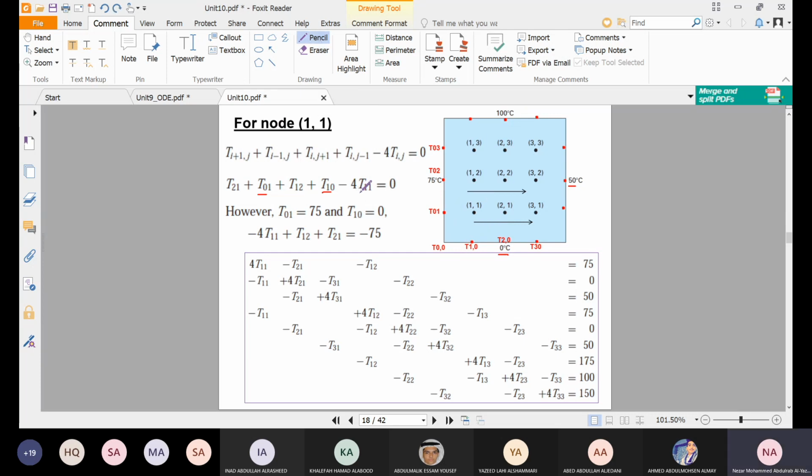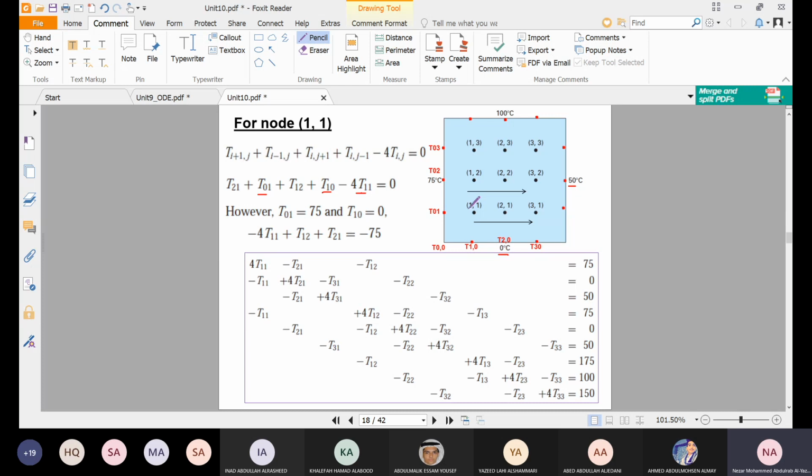And after that, this will be -4 T11. So this is the temperature that we want to compute in the first equation. That's multiplied by -4, and this equals 0. And because this is constant, we have here T01 is 75, and here we have the second term, T10 is 0. So we just substitute from the information that we have, and then we get the first equation for the first node. This is the first equation for node 1,1.